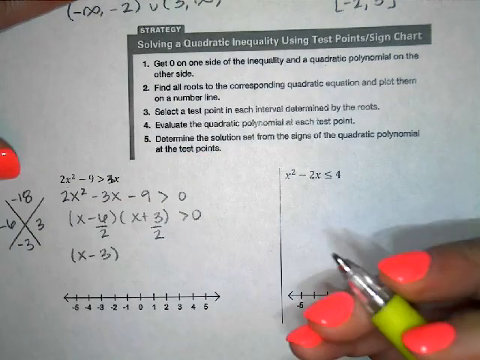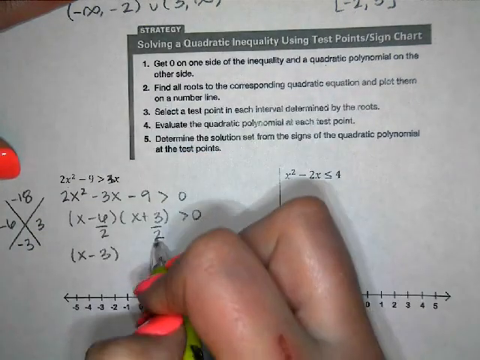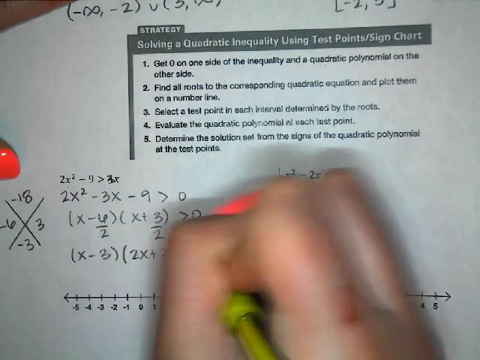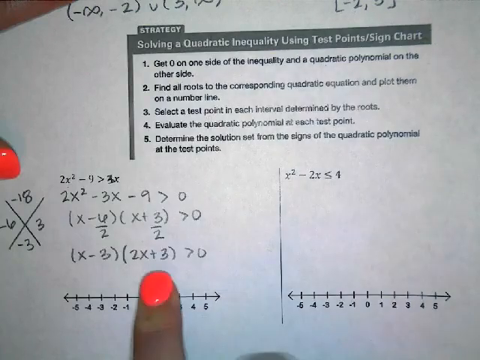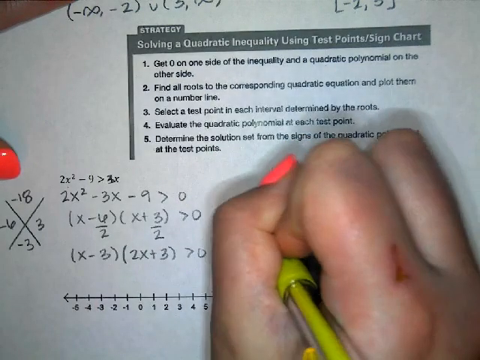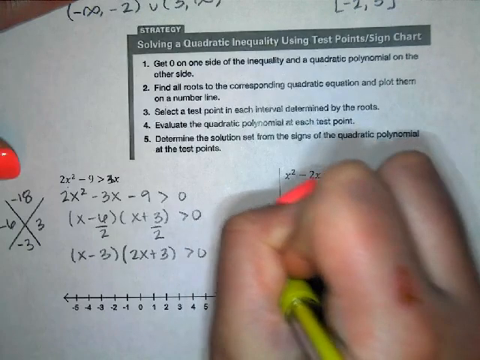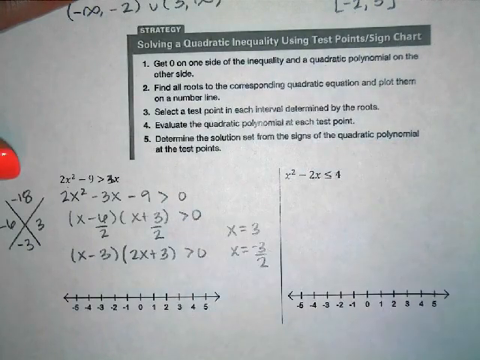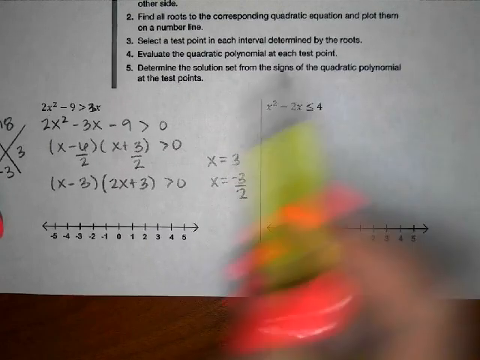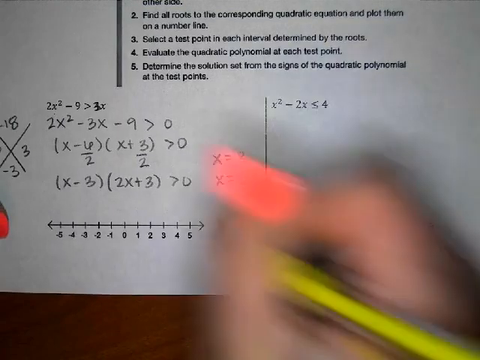And so one of my solutions would be 3, -3 halves. So if I were to graph it, those would be my x-intercepts. Either way, those are my points of interest. So this says greater than, so I'm going to put a circle at 3, a circle at -3 halves, which is -1.5. I'm not going to fill those in.